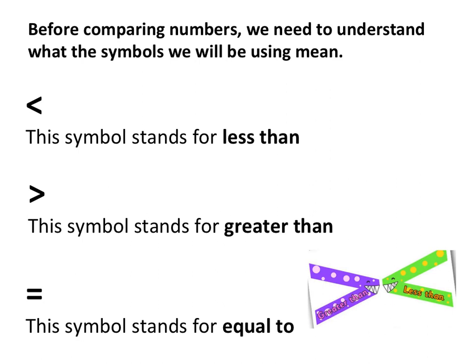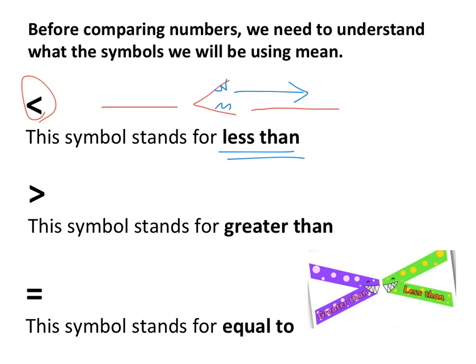When you look at this symbol here, this symbol stands for less than. It means that the number to the left is less than the number to the right. When you were in younger grades, you learned that the munching mouth ate the greater number. We're going to really focus on using this symbol as less than. This symbol here stands for greater than. It means the number to the left is greater than the number to the right. And then, of course, we have this symbol, which means equal to.